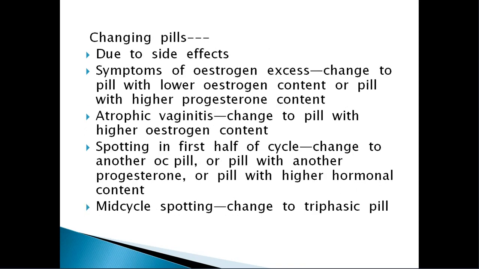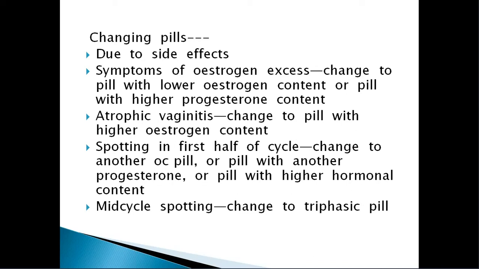Sometimes we may have to change the OC pills. Now, when do we need to change the pills? When the woman develops side effects like irregular bleeding, nausea, vomiting, headache, or migraine, and she's unable to tolerate them, then you change the pill to another preparation. A pill which contains another progesterone, or a pill which contains less estrogen or less progesterone. You change to another pill.